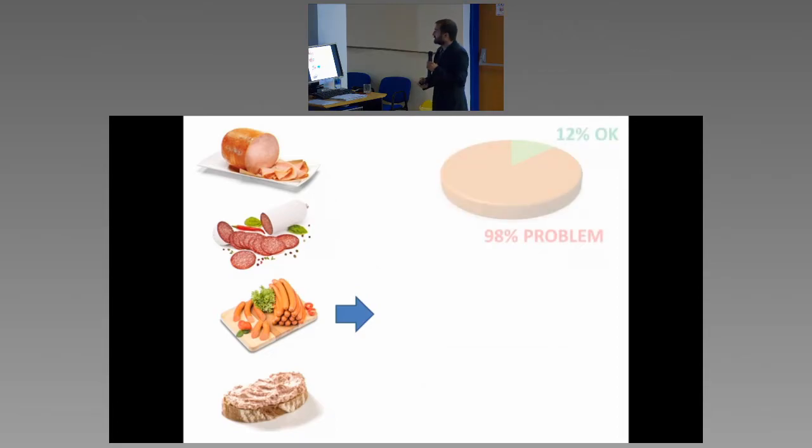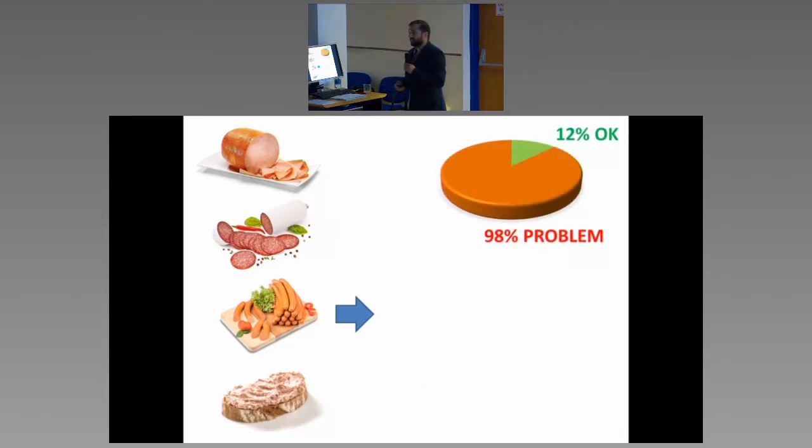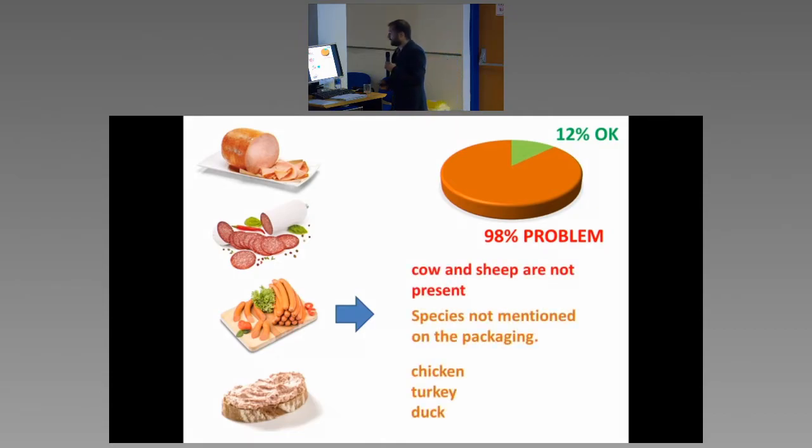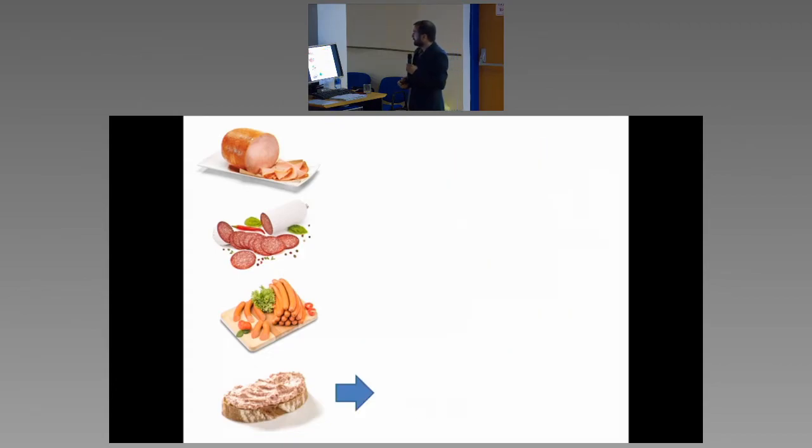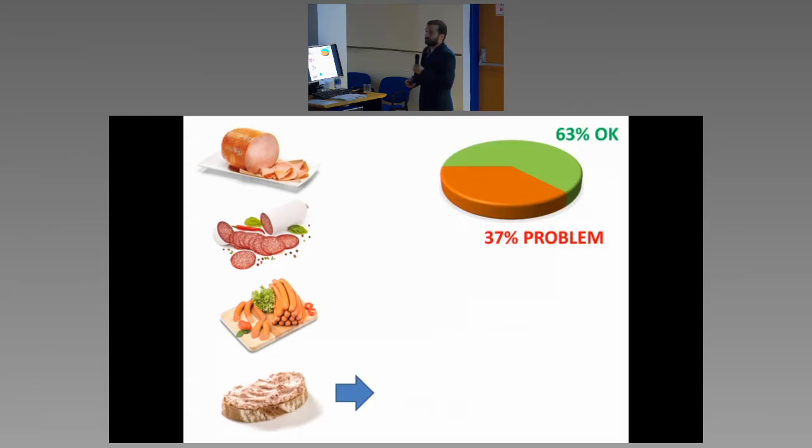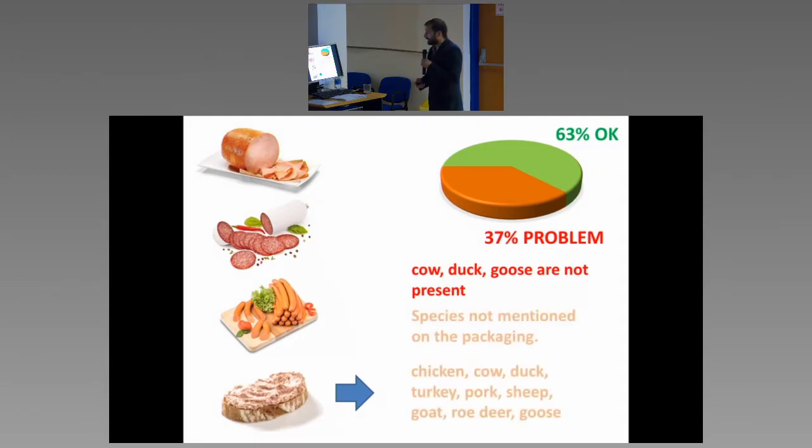Sausages is an absolute disaster. 98% of sausages is fraud. There is cow and sheep missing, and there is always something more. And what about pate? It's the cheapest product. It seems to be better, but it's not, because there is a huge problem about authentication, and there is a huge portfolio of species that are added into the product without any information on packaging.